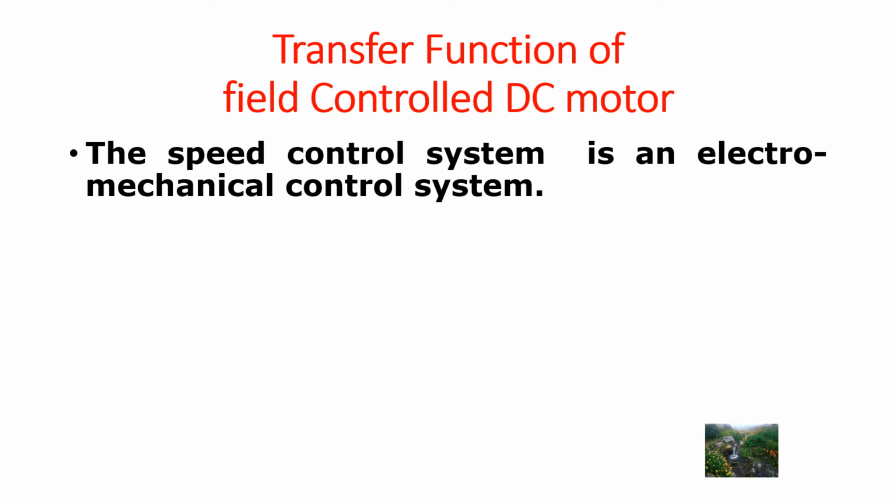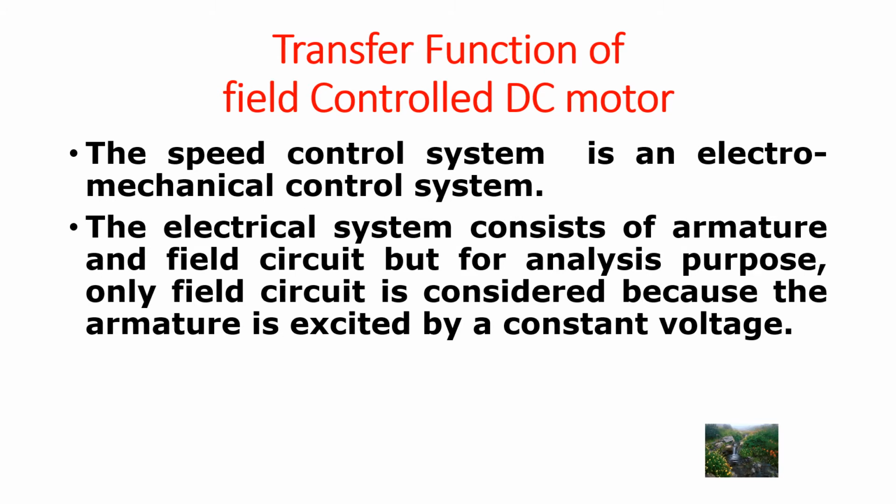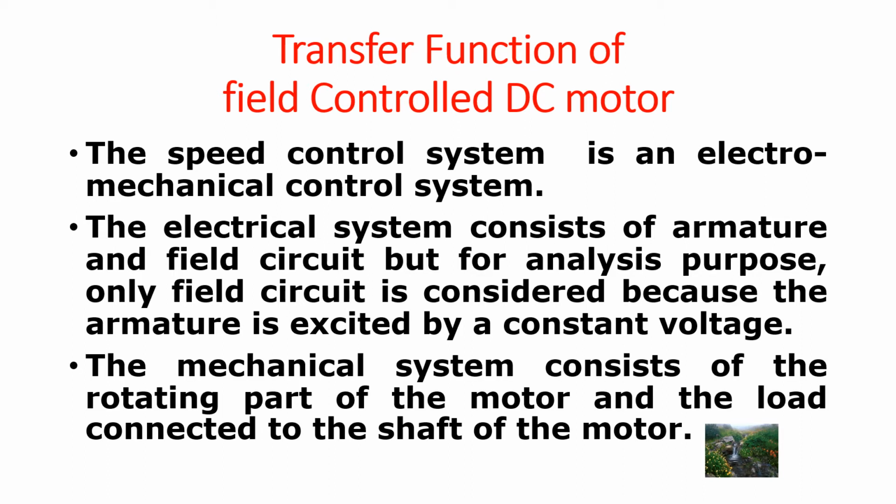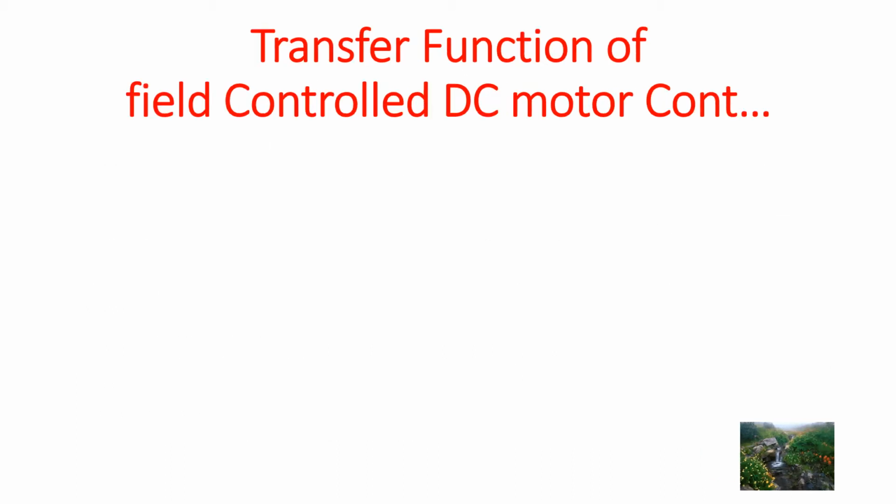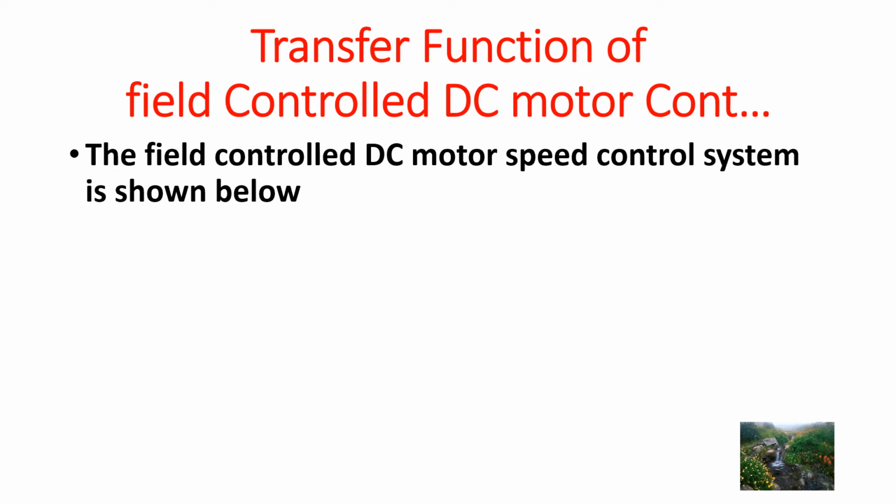The speed control system is an electromechanical control system. The electrical system consists of the armature and field circuit, but for analysis purposes only the field circuit is considered because the armature is excited by a constant voltage. The mechanical system consists of the rotating part of the motor and the load connected to the shaft of the motor. The field-controlled DC motor speed control system is shown below.